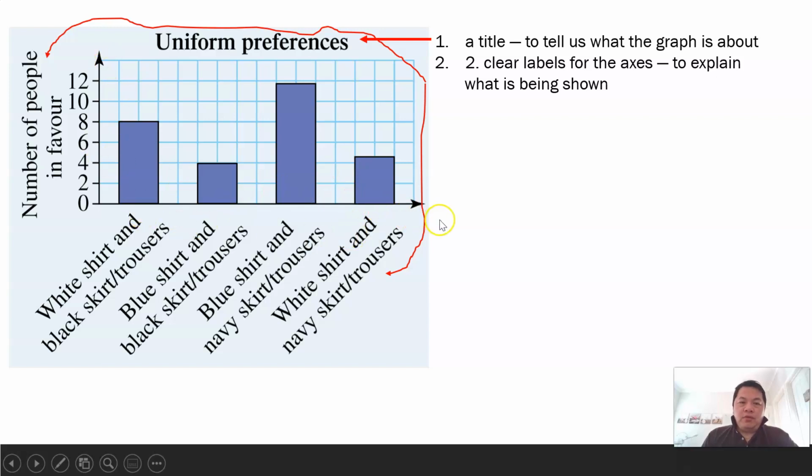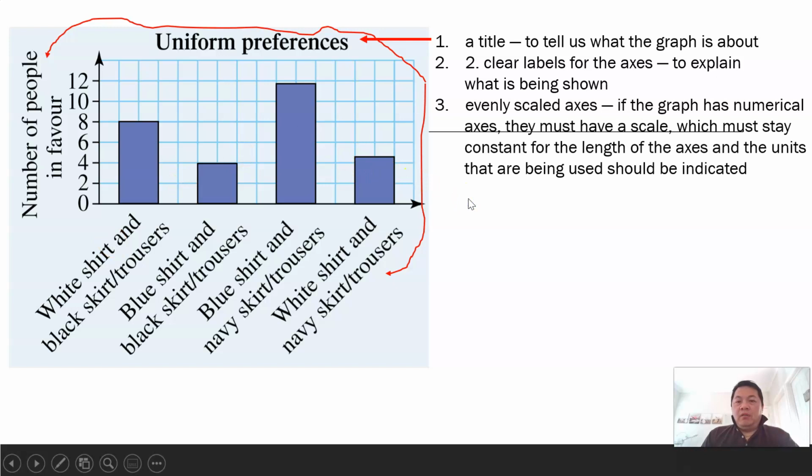You must have a ruler to draw. Make sure you do it properly, and then the labeling. You see this is the preference: white shirt and black skirt or trousers, blue shirt and black skirt or trousers, blue shirt and navy skirt or trousers, white shirt and navy blue skirt or trousers. It's all labeled nicely, as you can see. You see the even scale. I told you, the scaling is very important. Make sure the gaps are all the same, all identical. That's what I share with you.